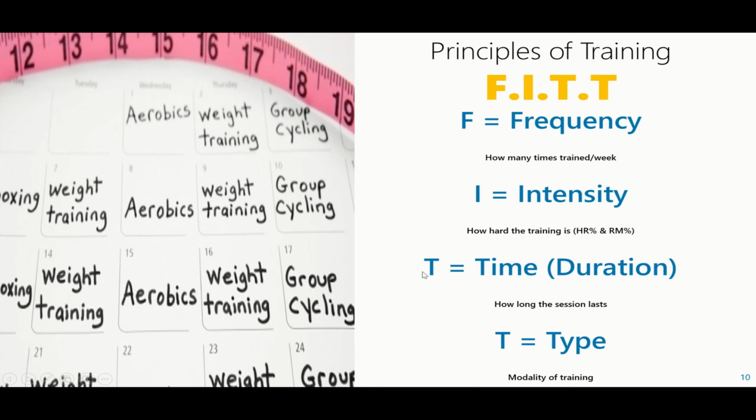When it comes to T, this is time or the duration, so basically how long individual sessions last. And then the second T is the modality of training, so what type of training is being undertaken with this particular session. So here we're talking about interval training, fartlek training, continuous training, resistance training, plyometrics. Any of those modalities we've already spoken about would make up the final T of the FIT principle.